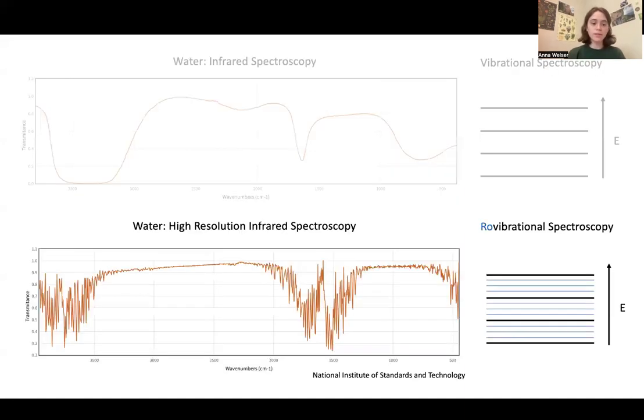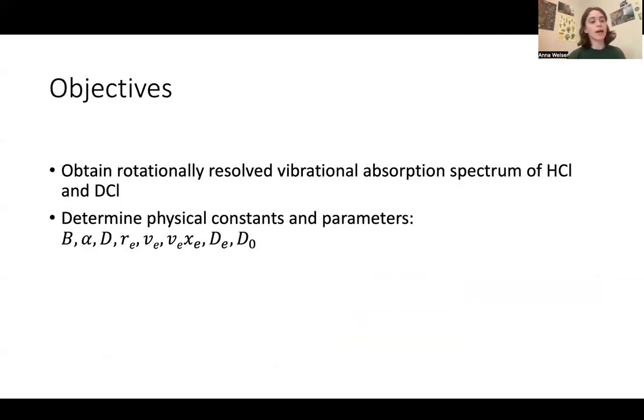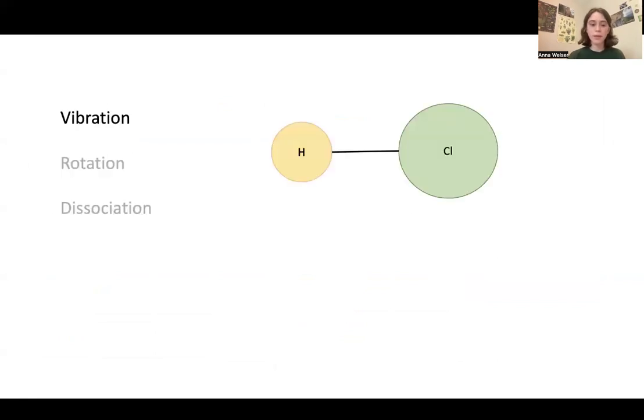broad peaks like this. With high-resolution infrared spectroscopy, it's possible to resolve all of the vibrational transitions that occur in those larger vibrational peaks. This is key because one of our objectives is to obtain rotationally resolved vibrational absorption spectrum of both HCl and DCl. And our second objective is from there to determine a set of physical constants and parameters that describe bonding, rotation, and vibration. And right now it looks like a lot, but we'll be able to break it down very simply.